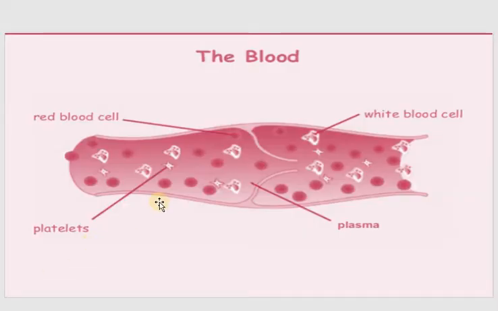You can see another picture of blood. These are red blood cells, white blood cells, plasma, which is the liquid part, and platelets, which are fragments. Red blood cells are circular and red in color, and the white blood cells are irregular in shape.